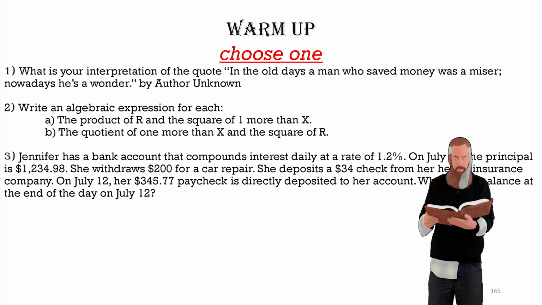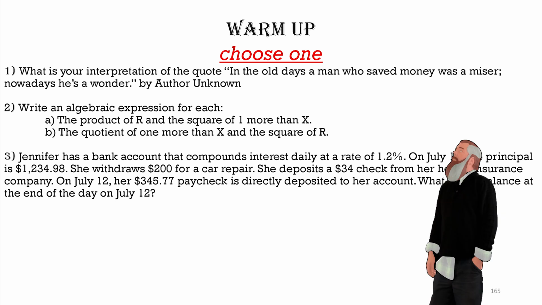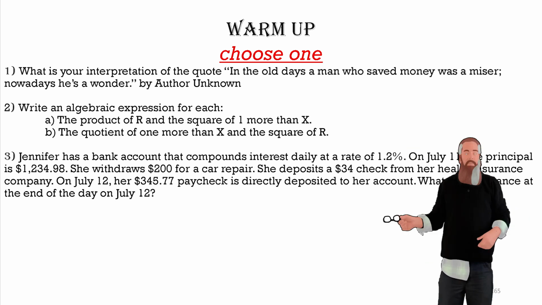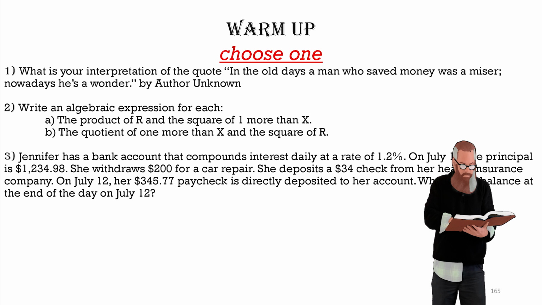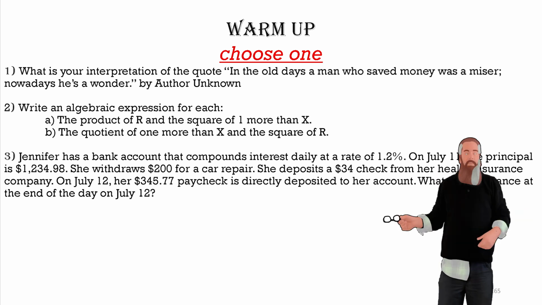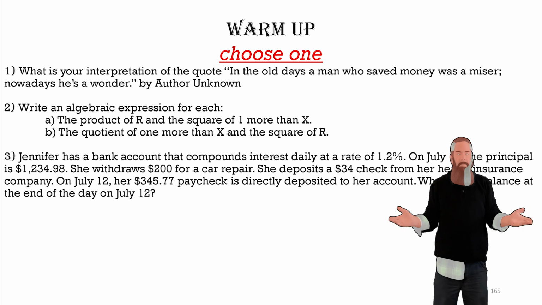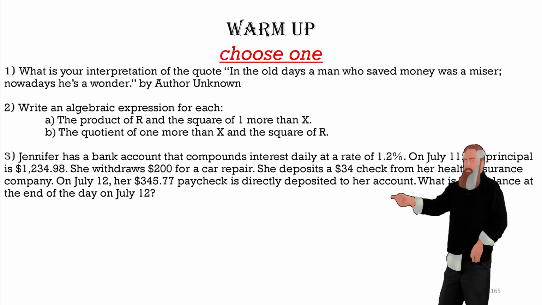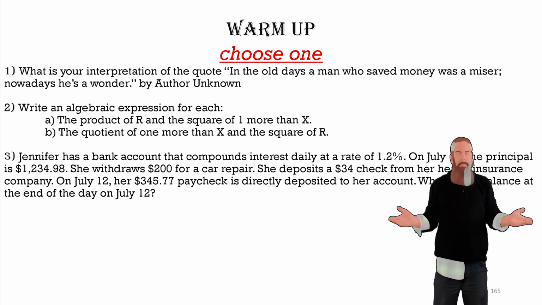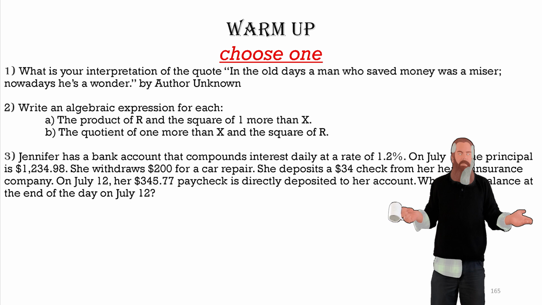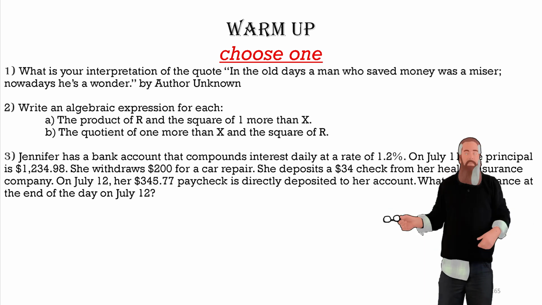Now, let's take a look at a problem that you will be able to do by the end of this lesson. Jennifer has a bank account that compounds interest daily at a rate of 1.2%. On July 11th, the principal was $1,234.98. She withdrew $200 for car repair, and she deposited $34 from her check for her health insurance company. On July 12th, she had $345.77 as a paycheck directly deposited into her account. What is her balance at the end of July 12th?